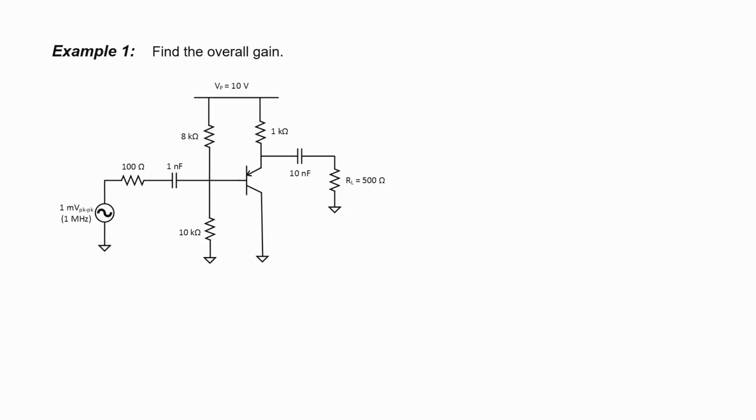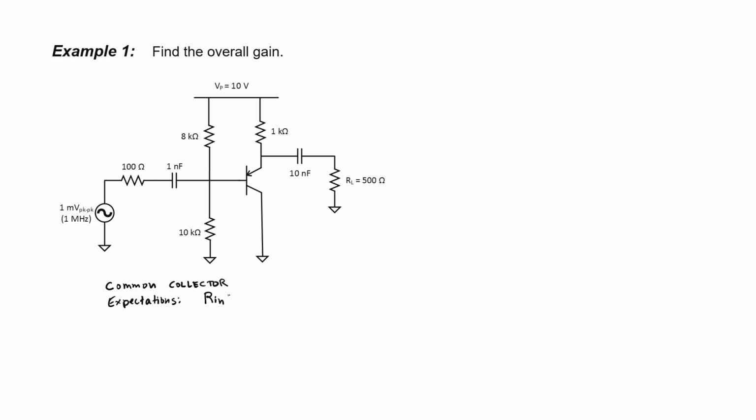Let's go ahead and get started here with example 1. This is an example of a common collector amplifier, and I can tell that it's common collector because the collector here is grounded. It's attached to the common, or the ground. Therefore, it's common collector. Let's review what my expectations are for a common collector transistor amplifier.